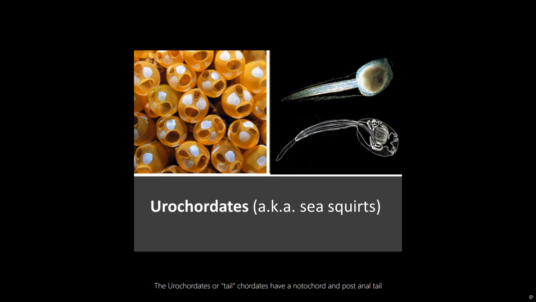The urochordates, or tail chordates, have a notochord and post-anal tail that are conspicuous in the larval form. The photo on the left shows the adult forms of urochordates called tunicates, commonly called sea squirts. On the right, you can see the larval form with the post-anal tail and the notochord. As adults, they really look more like a sponge or even a coral than a relative of chordates. The term tunicate comes from the fact that as adults, they're enclosed in a tunic-like sheath.